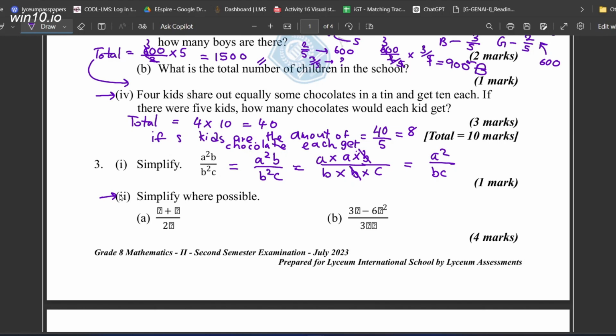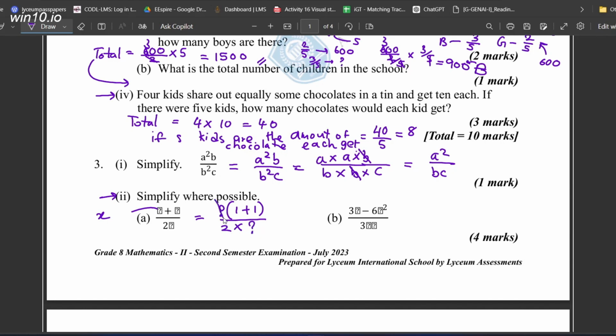Okay, simplify where possible. I think there could be a printing mistake here. They have given us a question mark. Let's think this question mark is something like x. So then we can get the question mark out: 1 plus 1 over 2 times question mark.